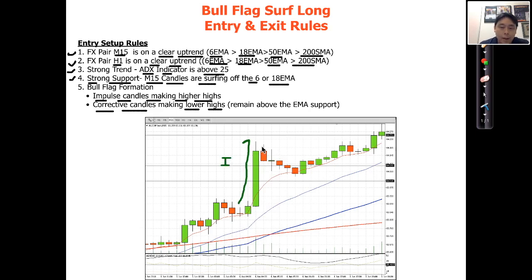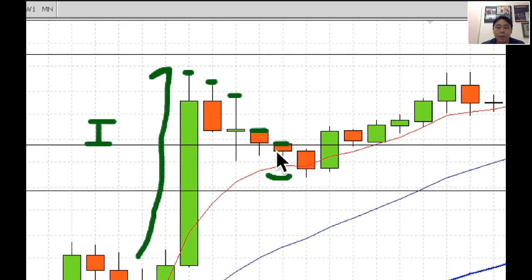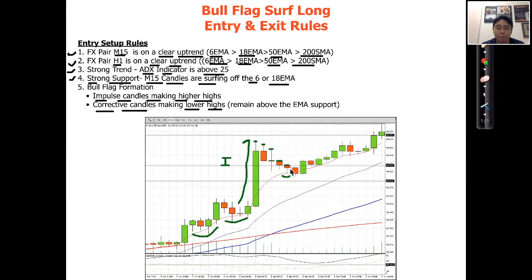All right. And once I have that, I want to see the corrective candles, right? So this high, lower high, lower high, lower high, lower high. So I'm looking for lower highs until it reaches, again, the 6 or the 18. So which one do I look for? In this case, you can see it's surfing the 6 moving average, right? It's surfing the 6. So I want to see it go to the 6. In this case, this is the candle over here. You see this candle over here? That's the one that I'm looking for because it has reached the 6 moving average.